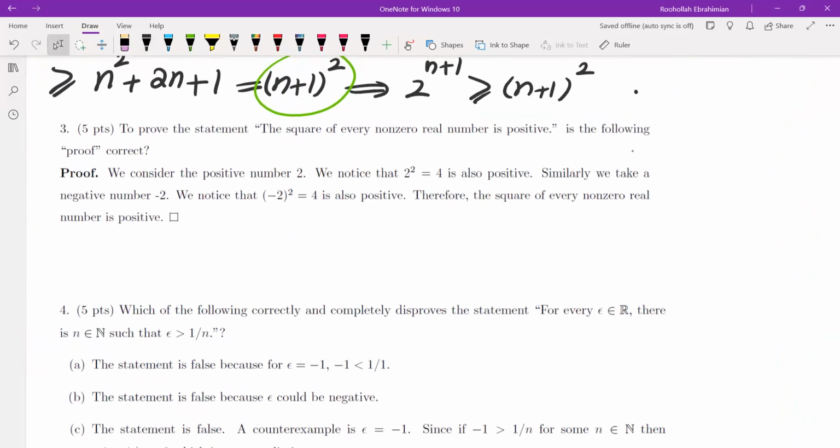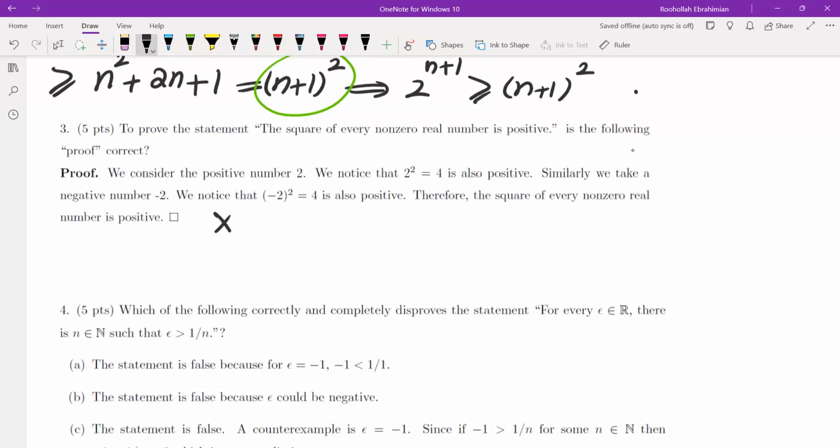Okay. To prove this statement, the square of every non-zero real number is positive. Is the following proof correct? So the way they stated the proof is they take a positive integer n, a positive number 2, and then they evaluated 2 squared, which is positive. Then they took one negative number, they squared it, they got another positive number. So that gives you also 4. And therefore, they concluded that the square of every non-zero real number is positive.